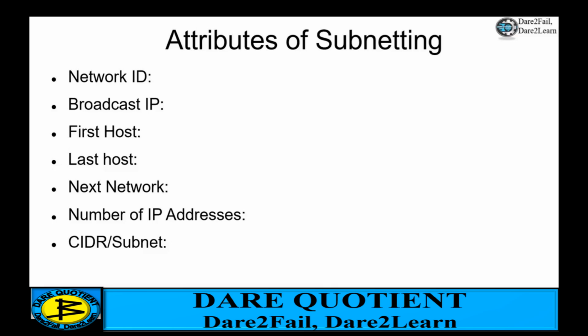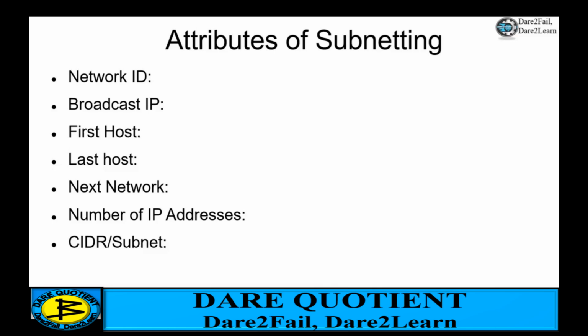Our broadcast IP is the last IP address in a subnet. The first host is the IP address after the network ID. The last host is the IP address before the broadcast IP. The next network is the IP address after the broadcast IP. So that is the IP address that demarcates the following subnet or a new subnet.